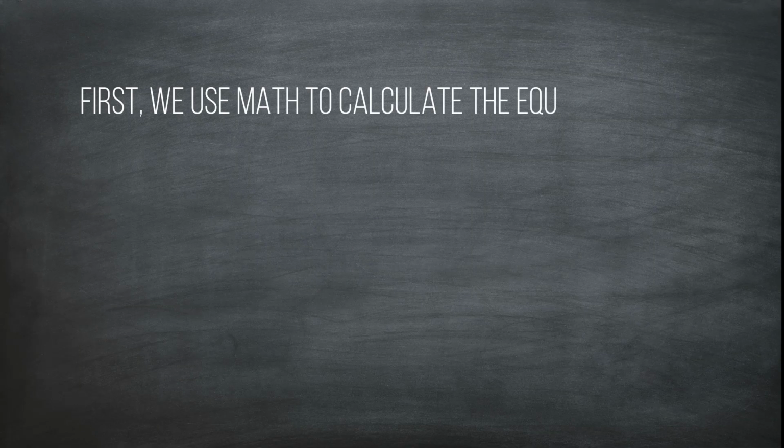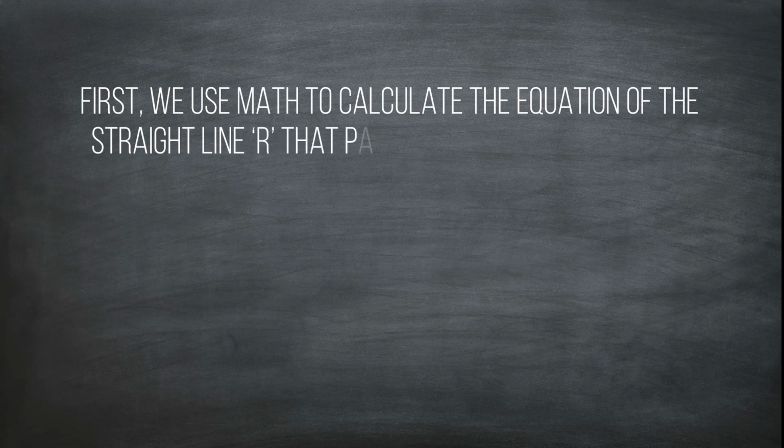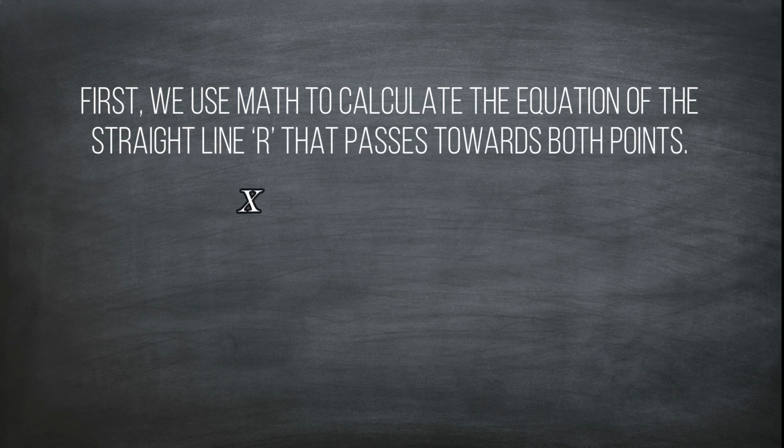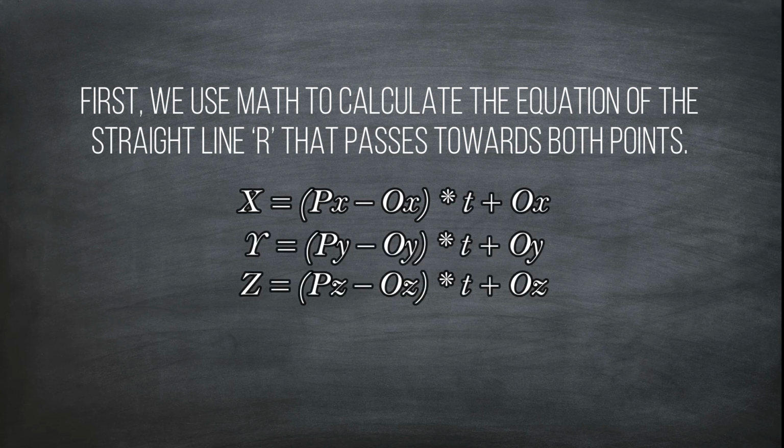In perspective projection, there is a plane of projection called plane Z and a point of observation called point O. The goal is to project a point P on the plane Z with a line that passes toward point O. First, we use math to calculate the equation of the straight line R that passes towards both points. X equals (px minus ox) dot t plus ox, and similarly for the other two directions.